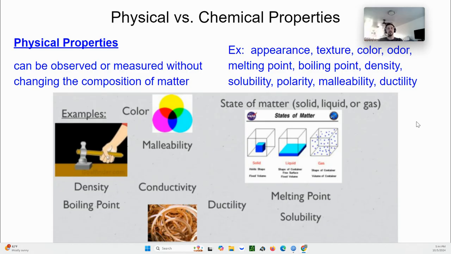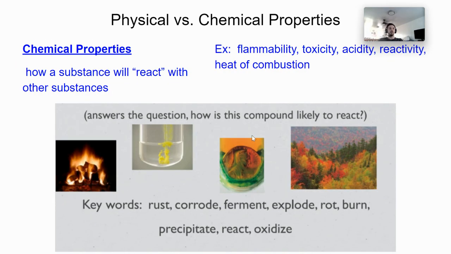Chemical properties totally have to do with how a substance will react with other substances. So is it flammable? Is it toxic? Is it acidic? Is it reactive? Does it give off heat, or does it take in heat when it reacts with other substances? It really answers the question: how is this compound likely to react?